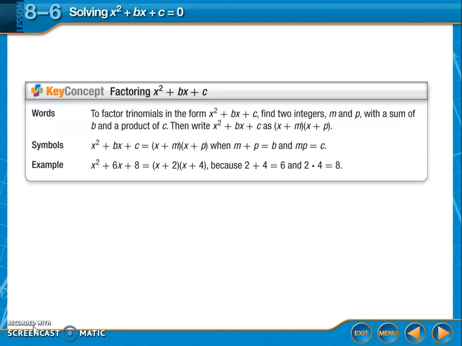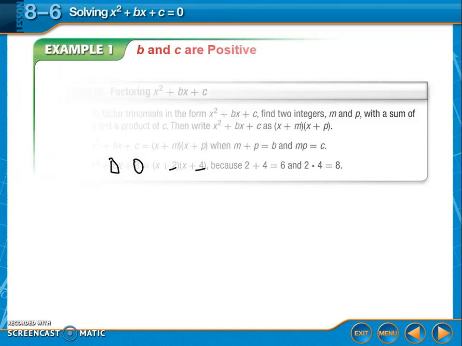So, factoring x squared plus bx plus c. To factor trinomials of the form x squared plus bx plus c, find two integers, m and p, with a sum of b and a product of c. Then write x squared plus bx plus c as x plus m and x plus p. So, for example, we want two numbers that multiply to 8 and add to 6. They said 2 and 4, because 2 times 4 is 8, and 2 plus 4 is 6.